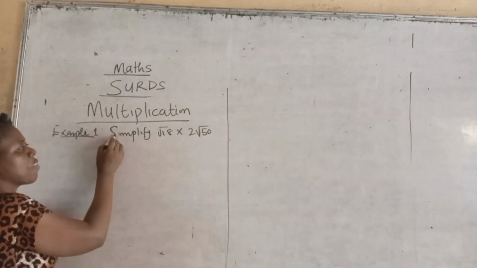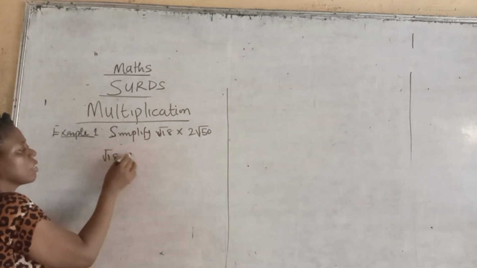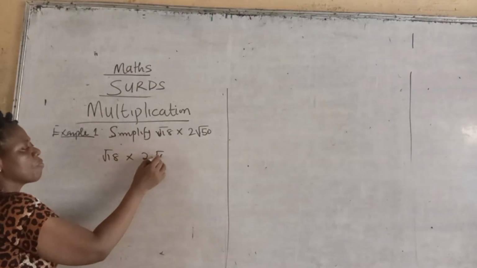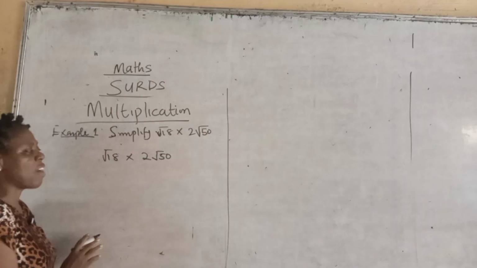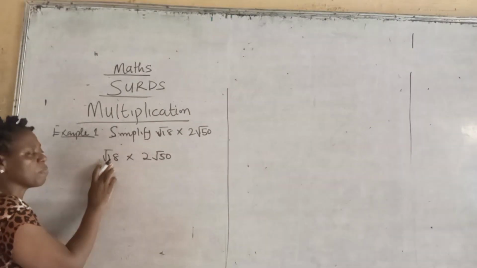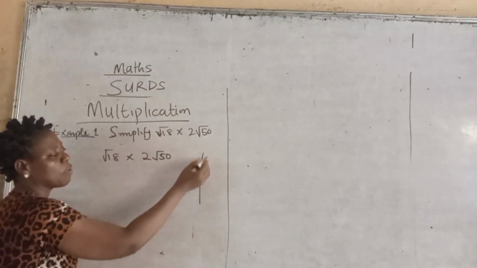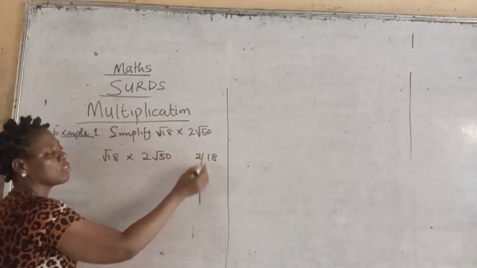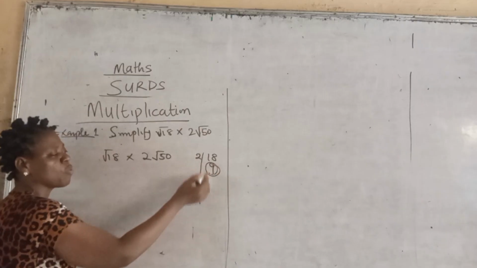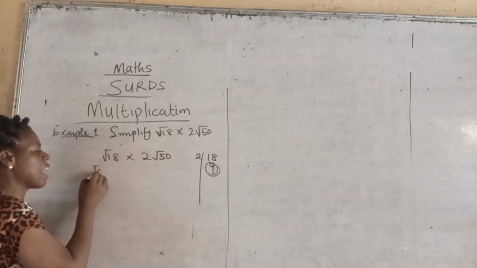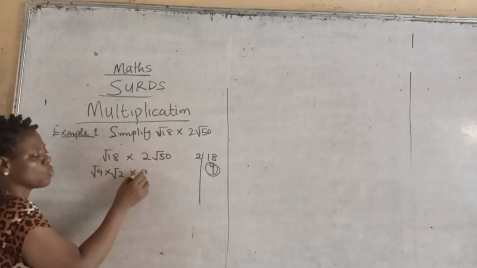You have to simplify root 18 times 2 root 50. Exactly the way we have been simplifying it, we look for the factor of 18. I want you to remember that we say 18, you look for the number that can go there, that is 9. 9 is a perfect square, and we say 9 times root 2, times the 2 that is there.